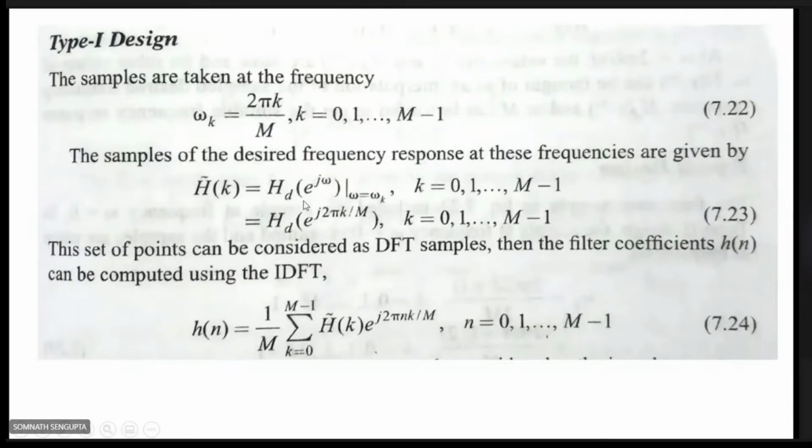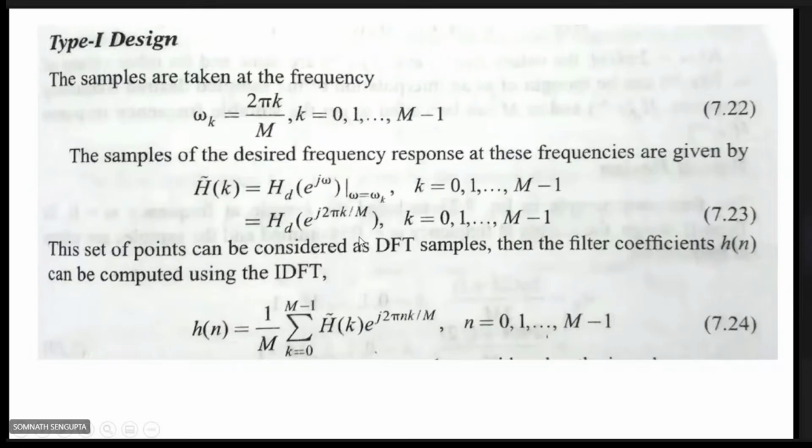So in place of omega, we should write omega k, that is 2 pi k by m. Now this is your set of discrete frequency samples with magnitude Hk, and the frequency samples range from 0 to m minus 1. So this is in the frequency domain.